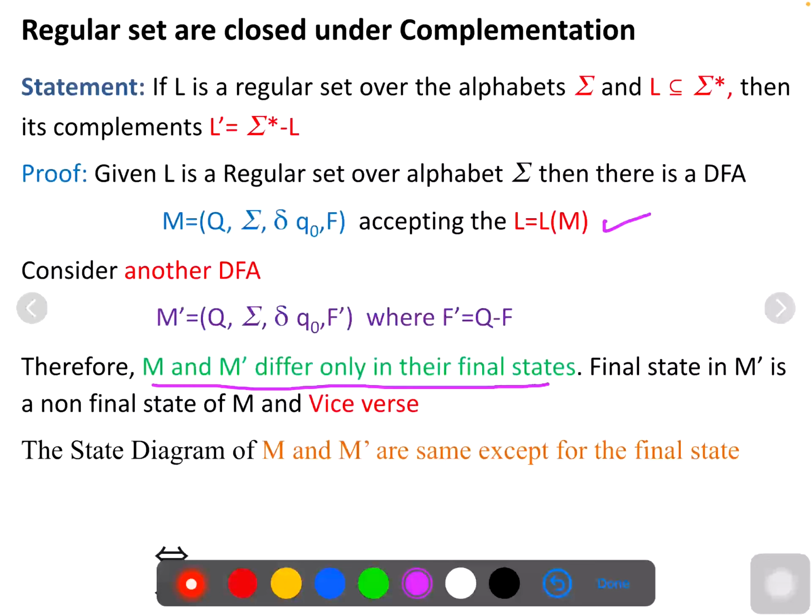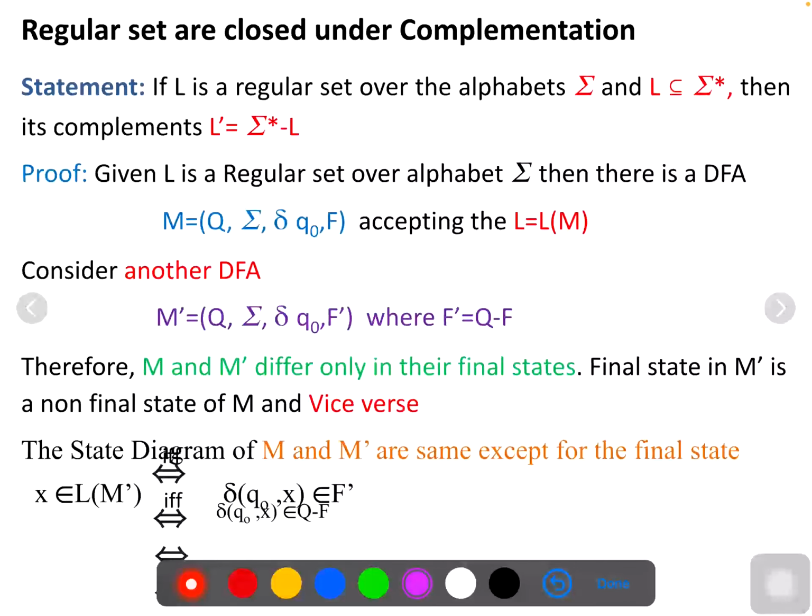So then suppose X belongs to L of M dash if and only if delta of Q naught comma X belongs to F dash. Then if and only if delta of Q naught comma X belongs to Q minus F. So what is F dash? We can write F dash as Q minus F. That is, in place of F dash I am writing Q minus F.